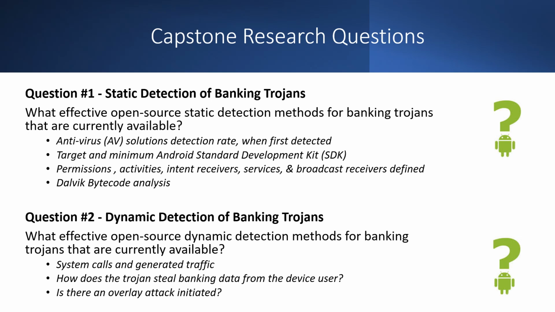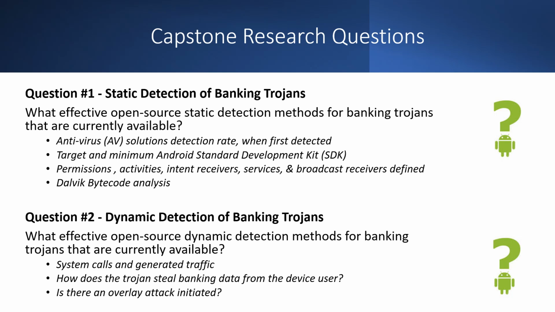My capstone research questions are: for static detection of banking Trojans, what effective open source static detection methods for banking Trojans are currently available? Factors would include antivirus solutions, detection rates, when first detected, target and minimum Android software development kit, permissions, activities, intent receivers, services, and broadcast receivers defined within the manifest, and Dalvik bytecode analysis.